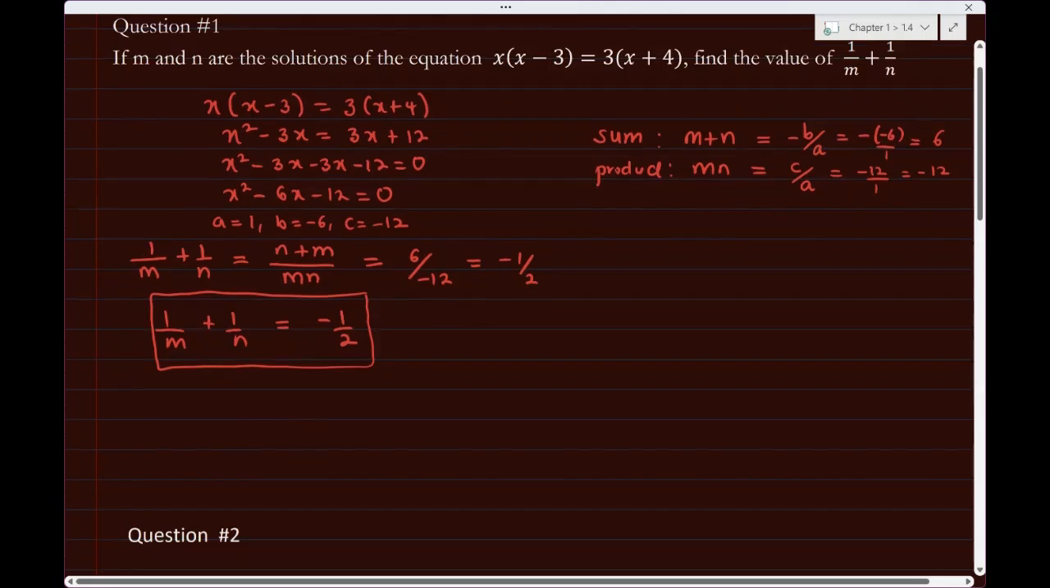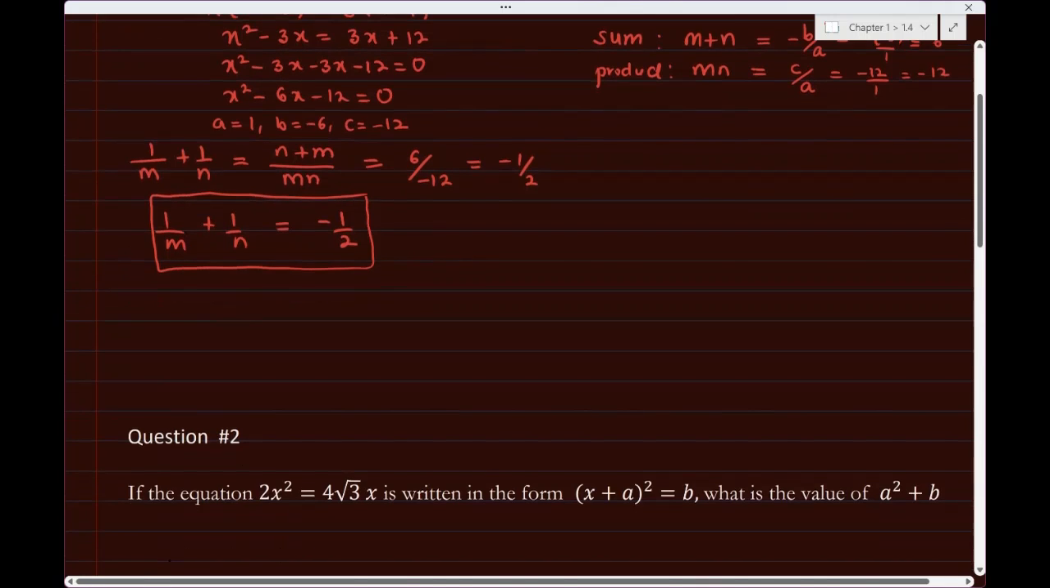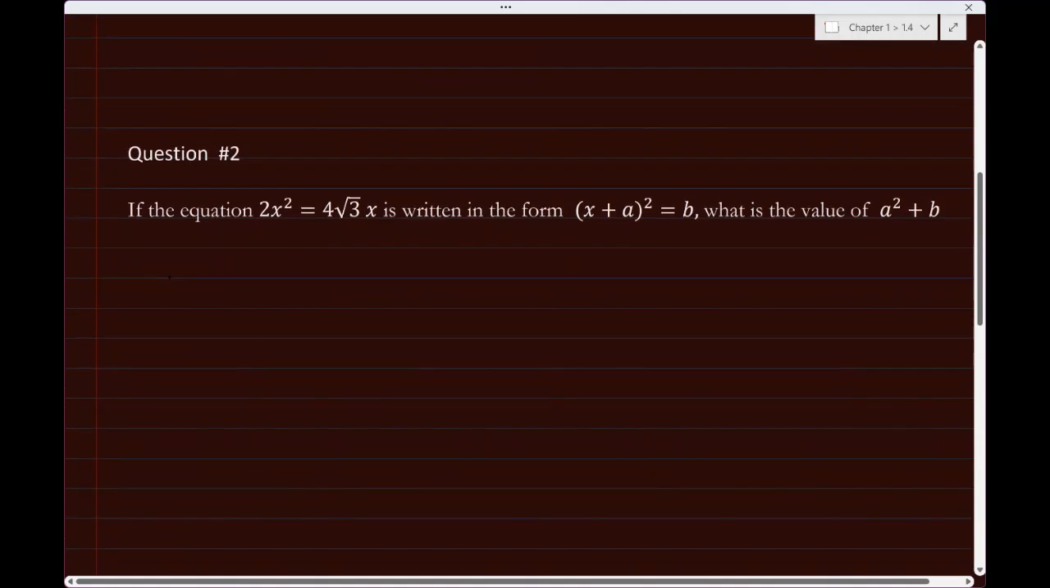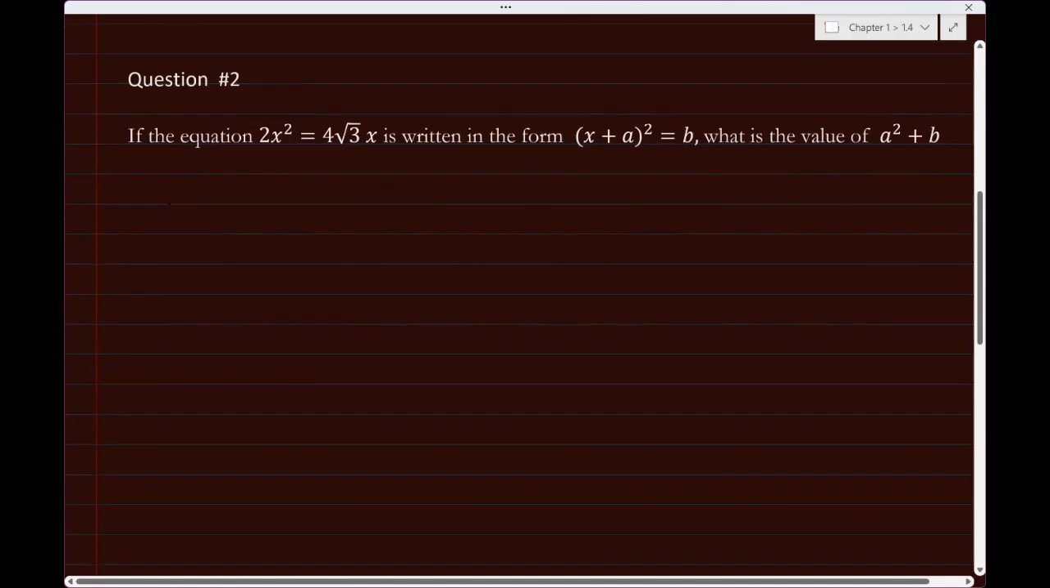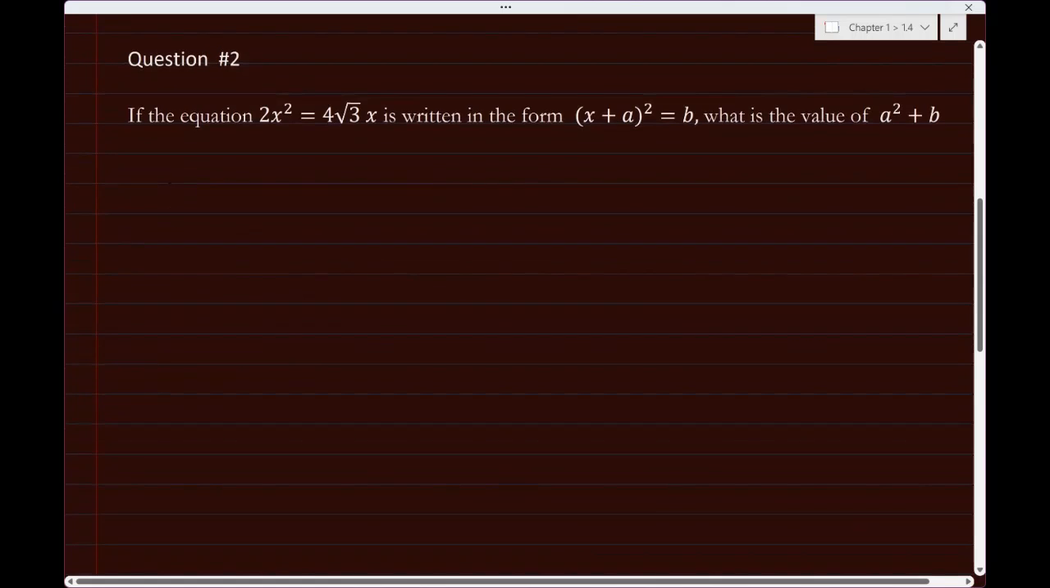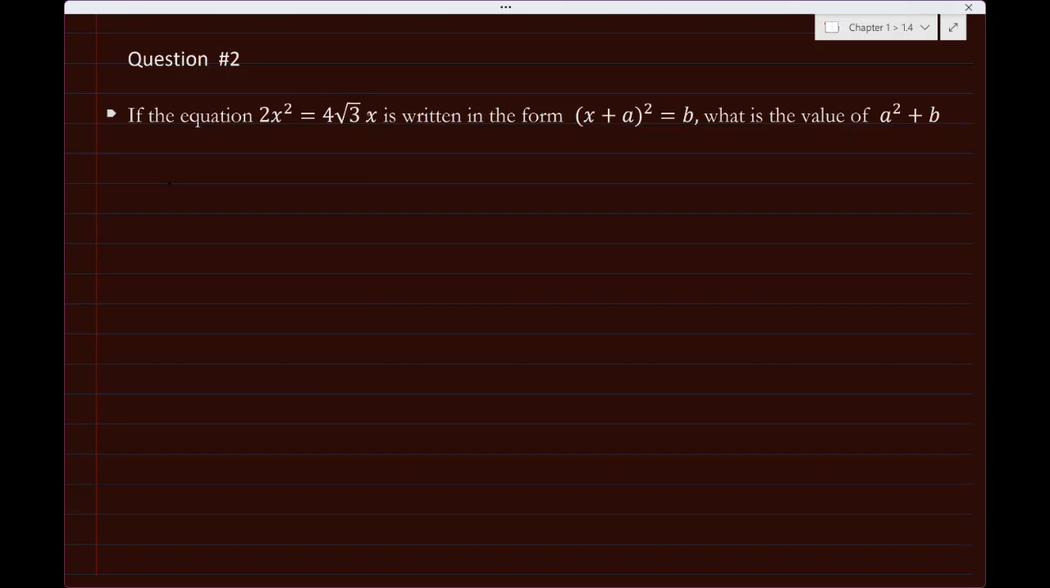Now, let's move to the second question. The second question is this. If the equation 2x squared equals 4 root 3 x is written in the form (x + a) all squared equals b, what is the value of a squared plus b?